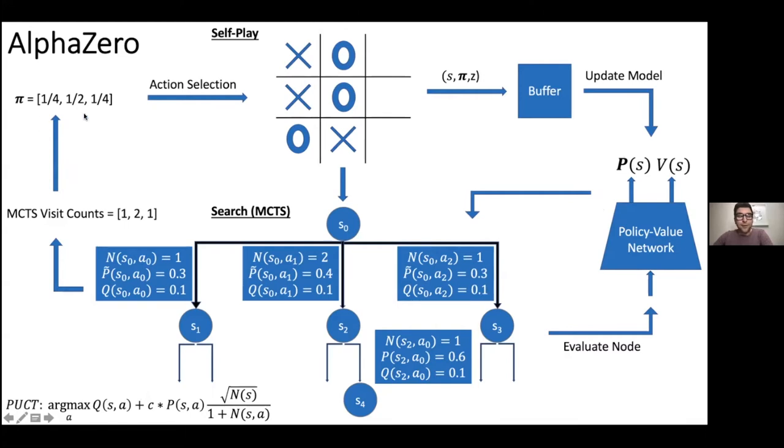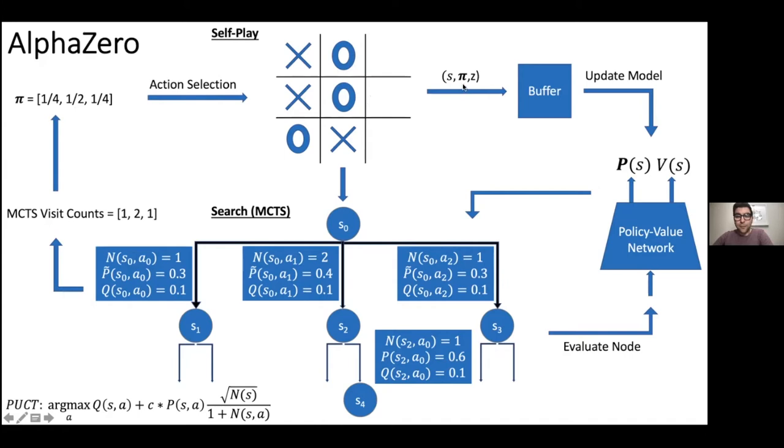Once the final simulation of MCTS is complete, AlphaZero takes the visit counts over the root node's actions and converts them into a discrete probability distribution pi. Within the first K moves of the game, the actions that are played during self-play are sampled from the distribution pi. After the first K moves, the action that's played is the one that was visited most during search.